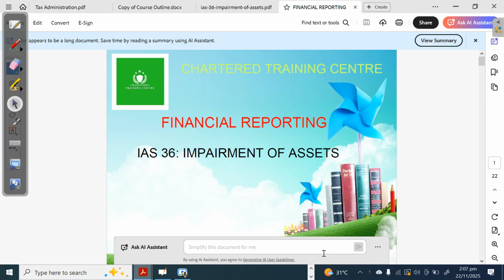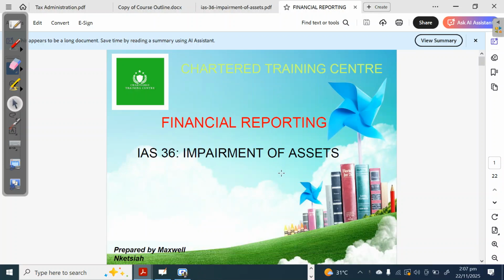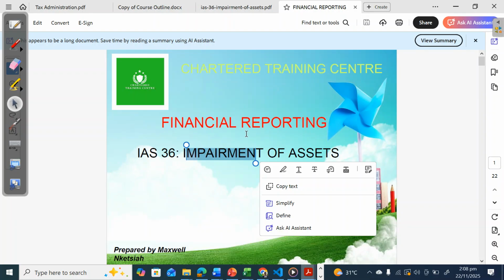So I'm sure some of us have come across the standard IAS 36, Impairment of Assets. This standard regulates the accounting treatment of assets that are impaired. How do we handle assets that are impaired? But before we go deeper, we need to understand the meaning of impairment. So when we say impairment in English, what are we referring to?